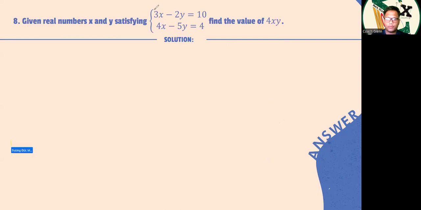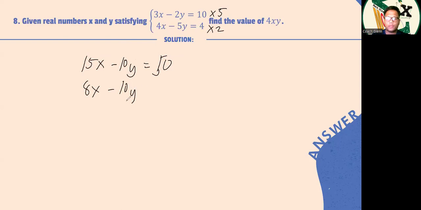So first thing that I want to do is I multiply 2 here. So that will become 6x. No, not multiply by 2. Multiply by 5 rather. I want to multiply this by 5. So 3 times 5, that's 15x. 2 times 5, that's going to be negative 10y. And then 10 times 5 is equal to 50. Meanwhile, the second equation, I want to multiply this by 2. So we have 8x minus 5 times 2, that's also 10y. Then 4 times 2 is 8.